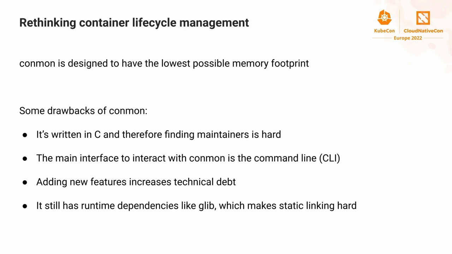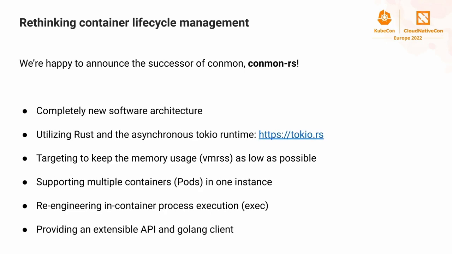And it still has some runtime dependencies like glib, and this makes static linking hard. So for CRI-O, we provide a static binary bundle, which contains all runtime dependencies out of the box, and conmon relies on glib, so we have a little bit of trouble linking statically. And today, we're happy to announce the possible successor of conmon, which is conmon-rs.